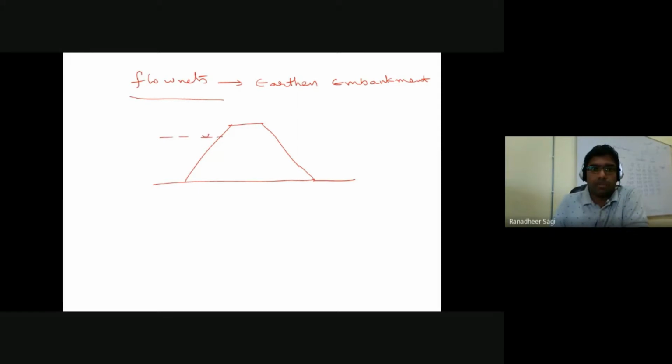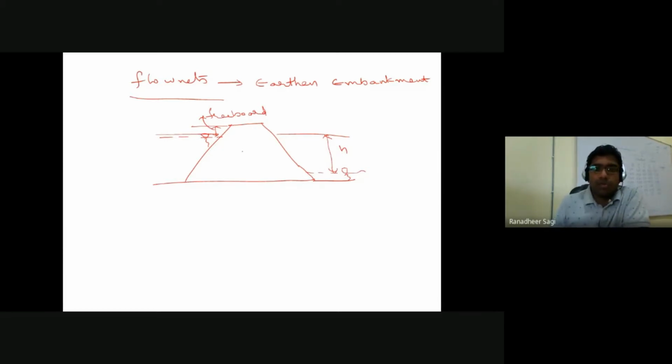This is the upstream water body. This additional height we have here is what we call the freeboard. Freeboard always ensures that you will not have an overflow happening through your embankment cross section. Let's say this is the downstream surface, and because of the total head difference, let's say h, the flow is happening from the upstream to the downstream.